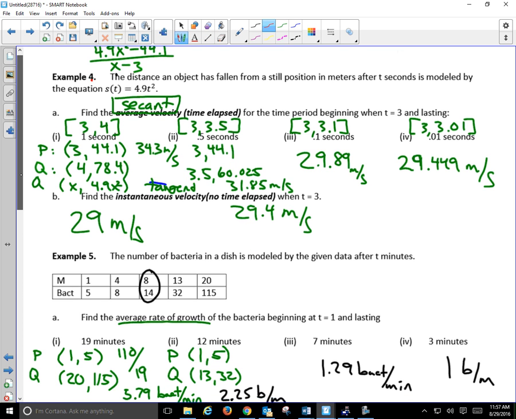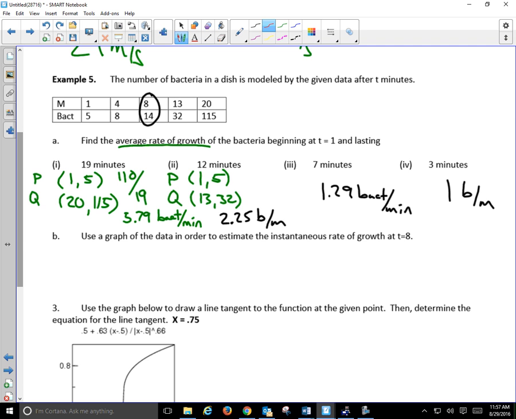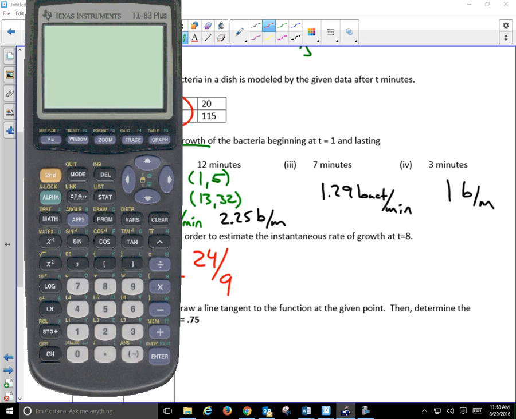What I could do is, if I want to estimate the instantaneous rate of change right here, I can use these two sets of data points. So I will do that. Y sub 2 would be 32 minus y sub 1, 8, over 24 divided by 9, 2.666.